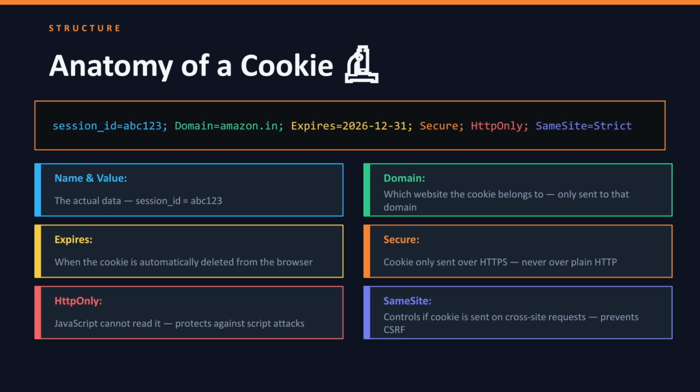And finally, SameSite. This controls whether the cookie is sent when you navigate from a different website. This protects against CSRF attacks, cross-site request forgery attacks. You don't need to memorize all of these today, but knowing they exist and what they do is important.